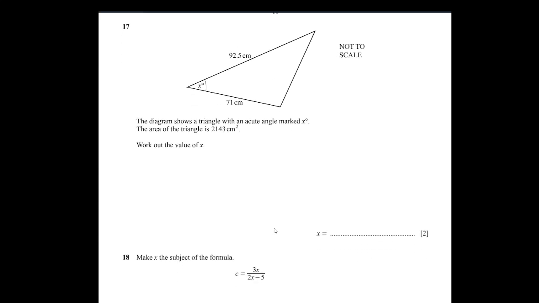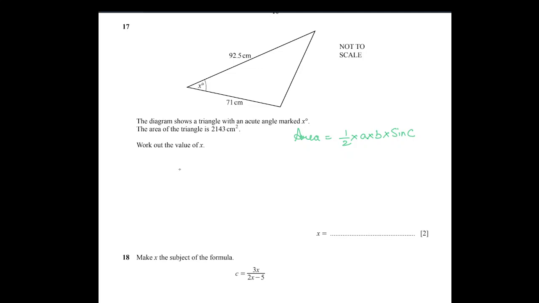Question number 17. The diagram shows a triangle with an acute angle marked x degrees. The area of the triangle is 2143 centimeter square. Work out the value of x. So here the area is given to us, and we don't know the angle, but we know the two sides. So area of a triangle, we find by using the sine rule, because we know two sides and one angle. The rule is area is equal to half into two sides, a into b, into sine of the angle in between them, that is C. This is the rule.